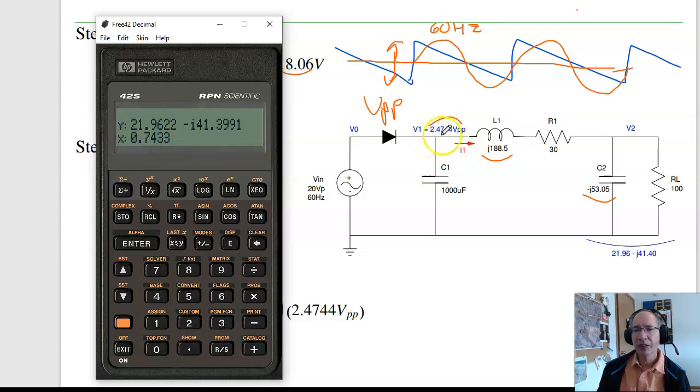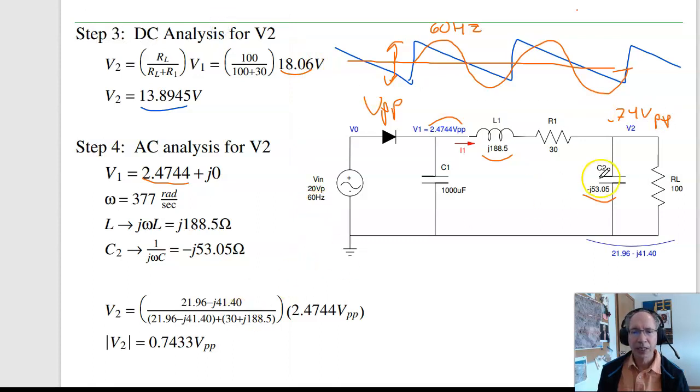And the units, since V1 has units of peak to peak, that's the units of V2. This is 0.74 volts peak to peak. And that's your AC and DC voltages. The DC voltage is 13.8, so this is what V2 looks like. On average, it's 13.8 volts. And there's a ripple on it. The ripple is 0.74 volts peak to peak.